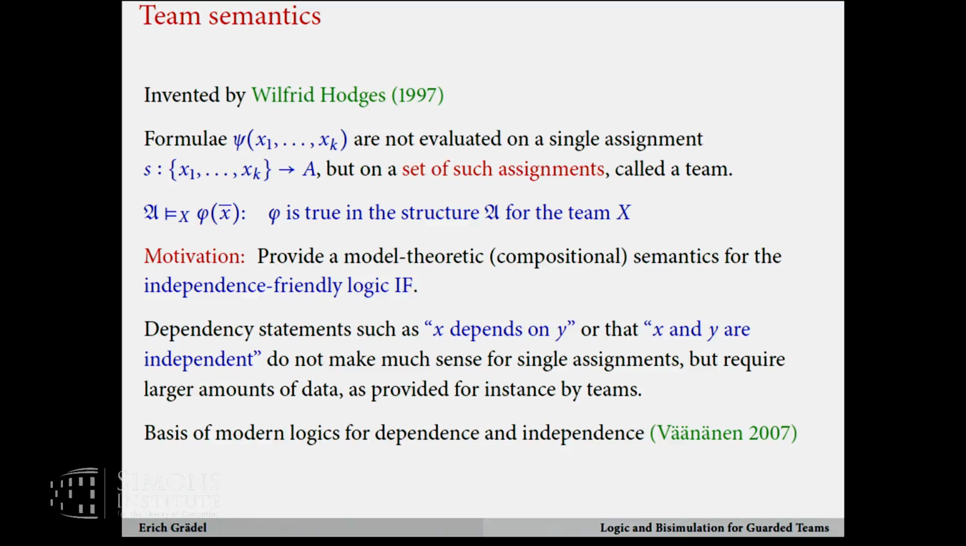And the semantics is a formula true in a structure for a given team, right? And a motivation for this is that when you look at dependent statements, like this variable is dependent on that, or these two variables are independent, this doesn't really make sense if you just consider a single assignment. You need large amounts of data to make sense of this, and this large amount of data can be, for instance, a table or a team, right? And this team semantics is a very important innovation, in my opinion, going far beyond the original application, and is really the basis for the modern logics of dependence and independence that go back to Jouko Väänänen.